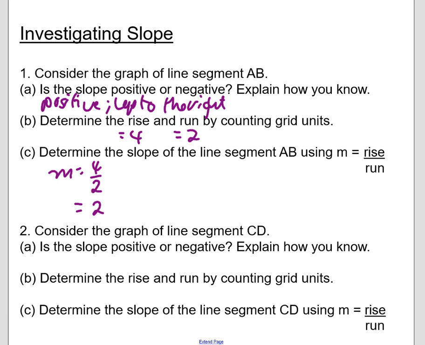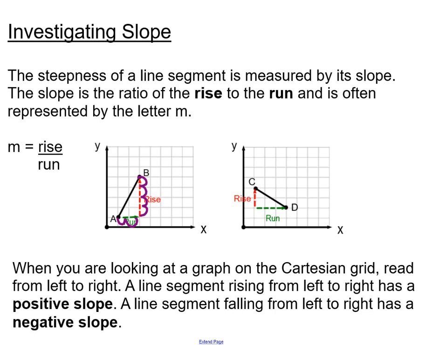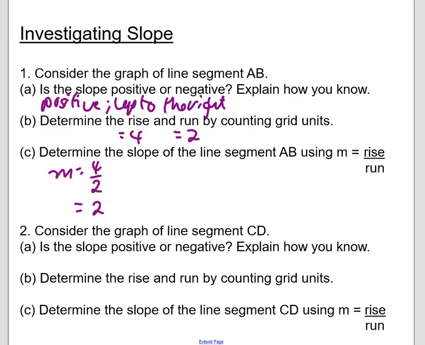So let's look at the line segment CD. It says, is it positive or negative? So when we look at from C to D, when we read from left to right, we notice that the line goes down to the right. So that makes it negative.